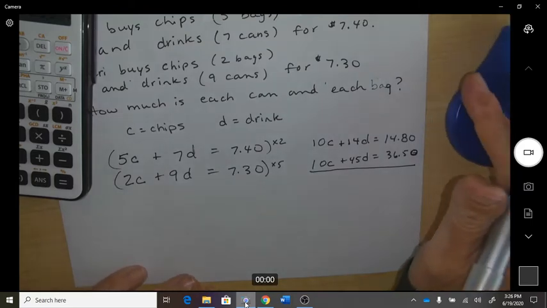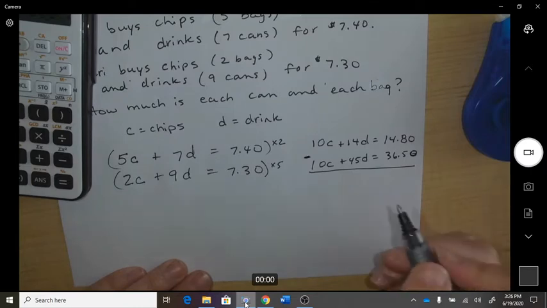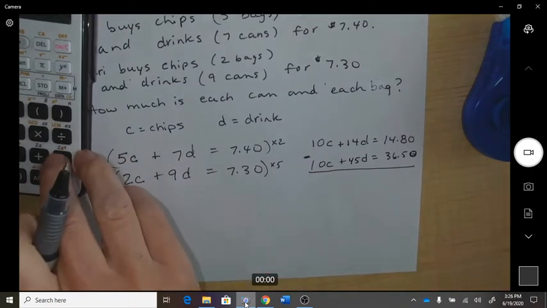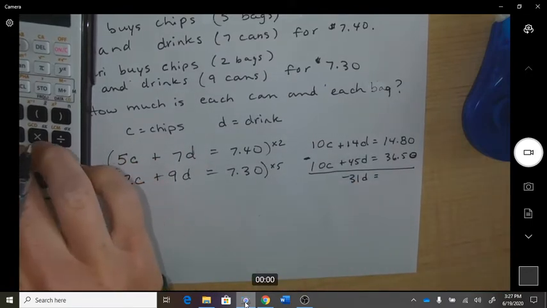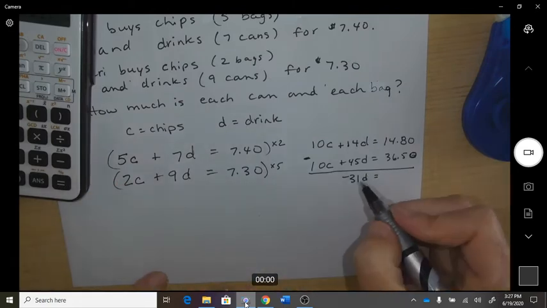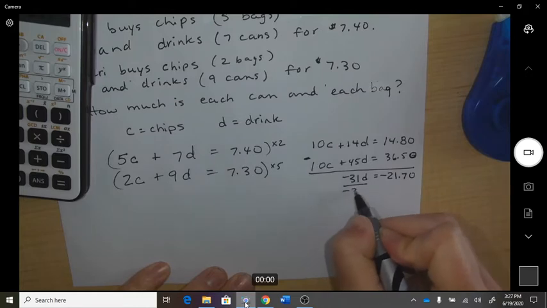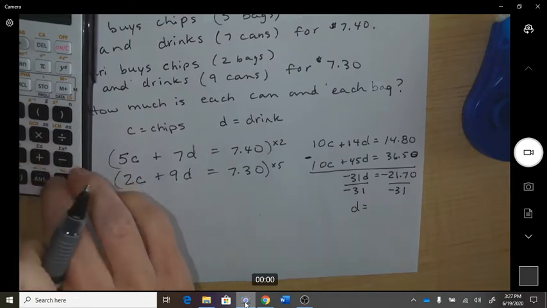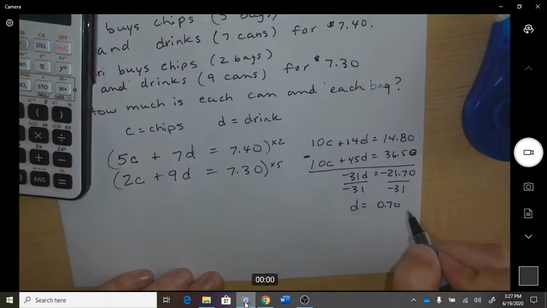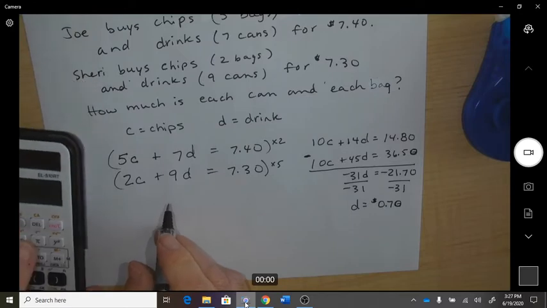Okay, so now I can subtract. Okay, so that's gone. So 14 subtract 45 is negative 31. And this is negative 21.7. So if I divide by negative 31, I get D to be 0.7. So that would be in money, right? So every drink is 70 cents.